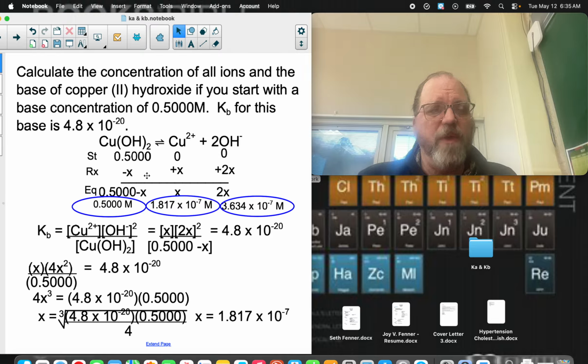Here's all the work, and those are the concentrations, and that's my X value. All right, not too bad.